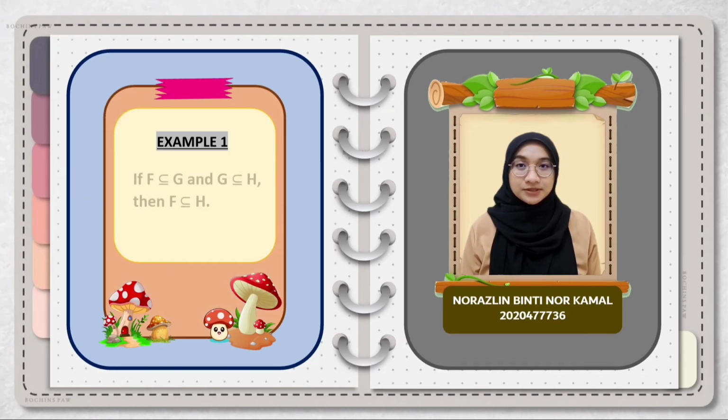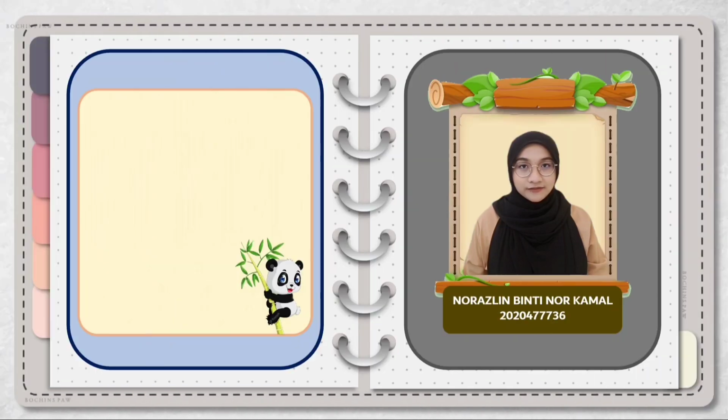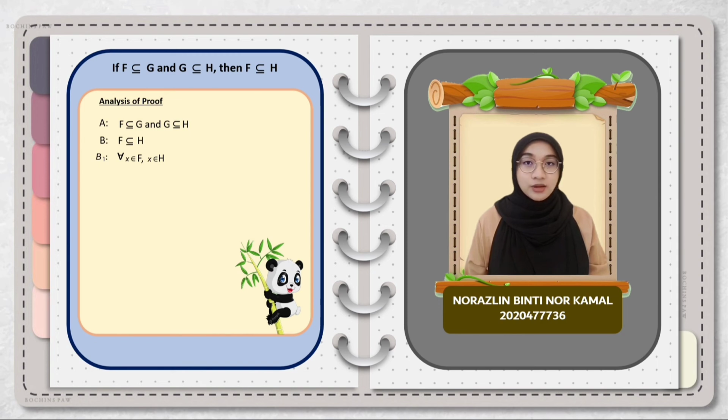Example 1. If F is a subset of G and G is a subset of H, then F is a subset of H. We have to identify A and B. Start with B1. For all x element of F, x is an element of H. A1 we need to choose because of the word for all x. Let's say a element of F, B2 will change: a element of H.